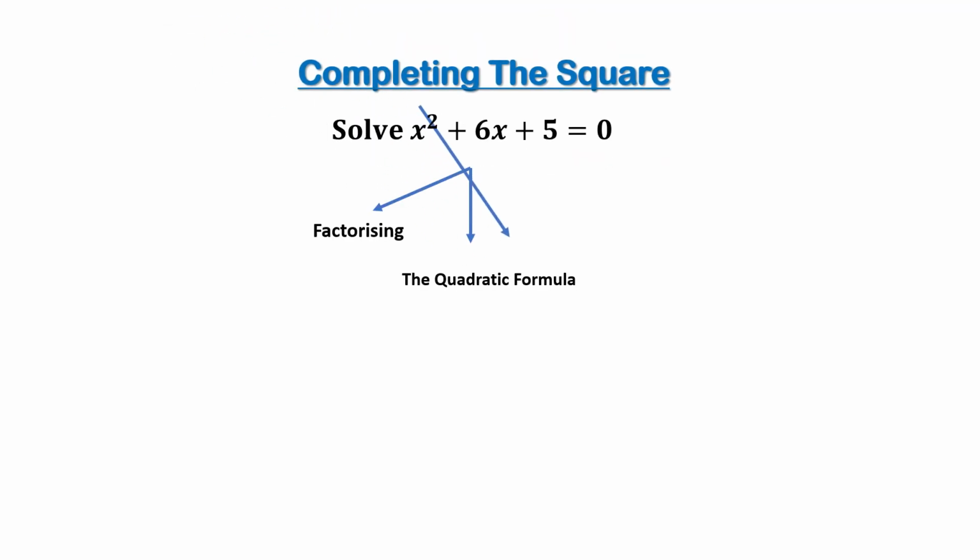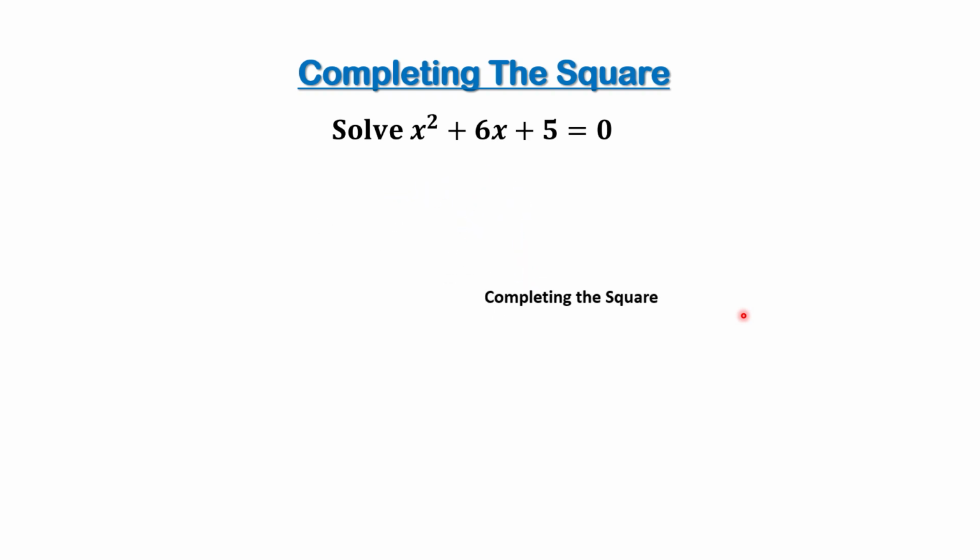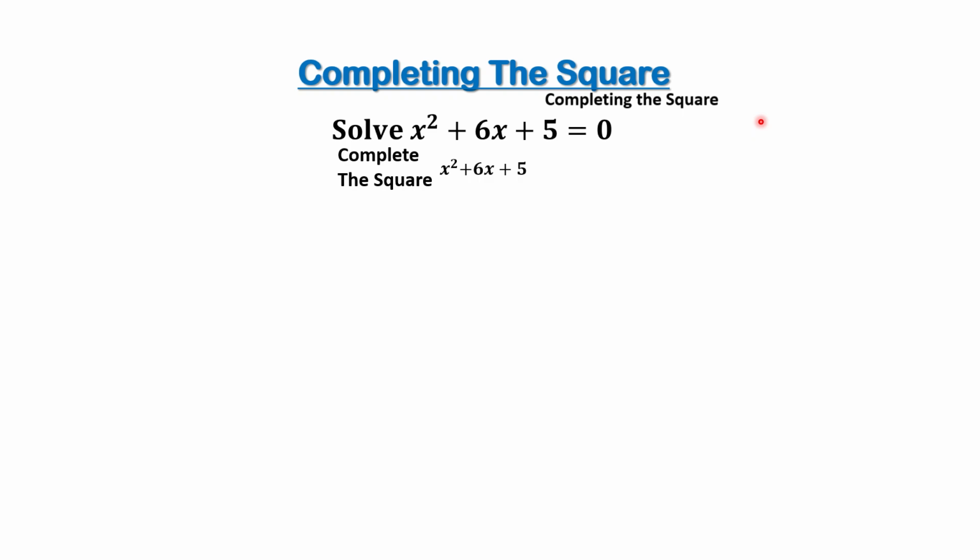Now, the third method I know is completing the square. And this is what we want to focus on. So, what if the question asks you to solve this equation by completing the square? They sometimes just ask you to complete the square, not solve. So if they ask you to complete the square, there will be no 0. So it's just going to be x squared plus 6x plus 5. If the question asks to solve or complete the square, we will focus on this number, the 6 here. This is very important for us.